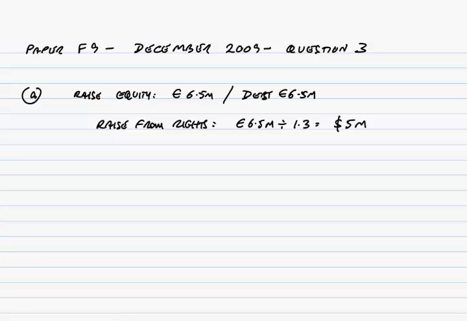There are issue costs though, so we need to add on the issue costs. If we need 5 million actually for the project, then we're going to have to raise a bit more. So 0.312 million. So a total 5.312 million. And that's how much we need to raise.